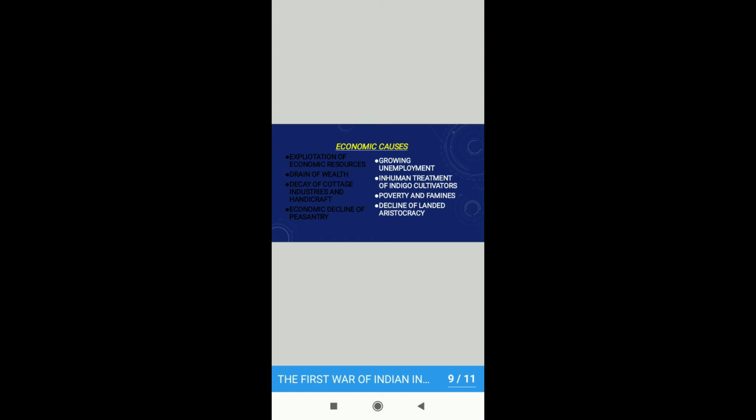Then the second point under this economic cause is drain of wealth. What do you mean by drain of wealth? We know that the Britishers exploited India economically in different ways. That means they collected raw materials at a cheaper rate and they sold the finished products in our local markets at a higher price. Mainly in these two ways, they exploited India. And at the same time, the salaries of the officials and the expense of the army, all these were collected from the Indian economy. And they spent these amounts not in India, but in their own country, England.